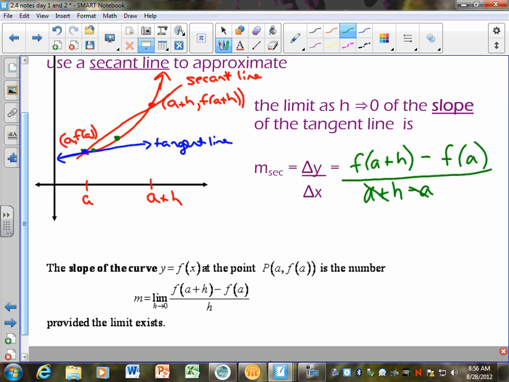So when it says find the slope of the curve, it means do this. It's not just going to say find the instantaneous rate of change. It could. But today the key word is finding the slope of a curve at a specific point.